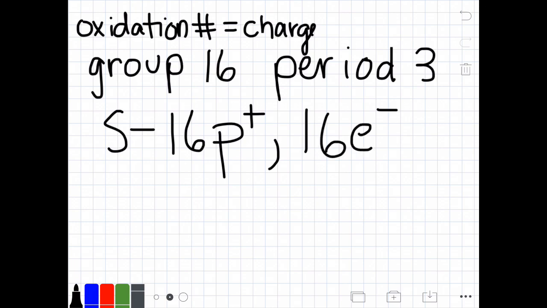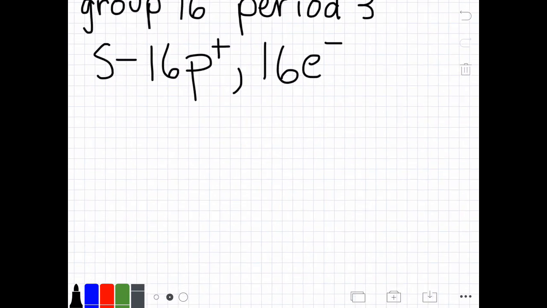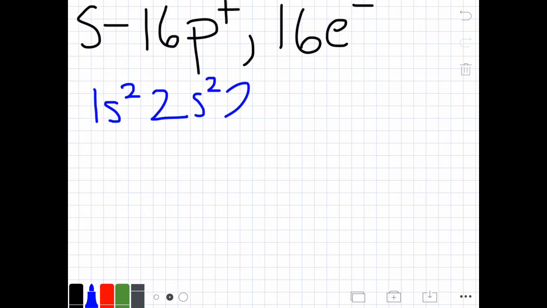So we can write that electron configuration knowing that we are going to need 16 total electrons in our electron configuration at the end. We're going to start with 1s2, and we move down to the second row, and we're in the s block, so 2s2. Then we're going over into the p block, so 2p6. Going down to the third row, we have 3s2.